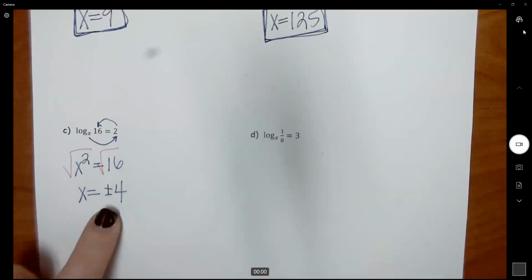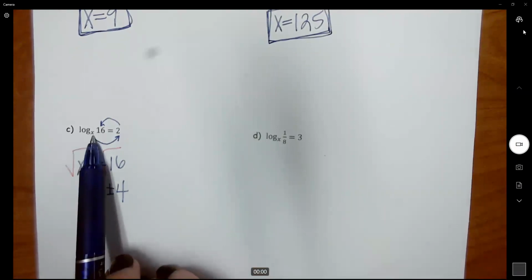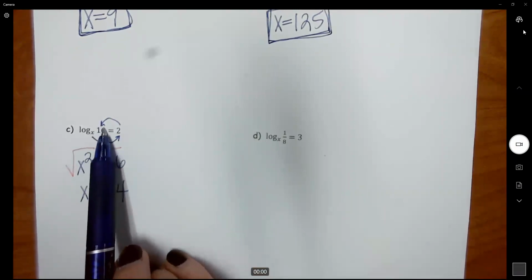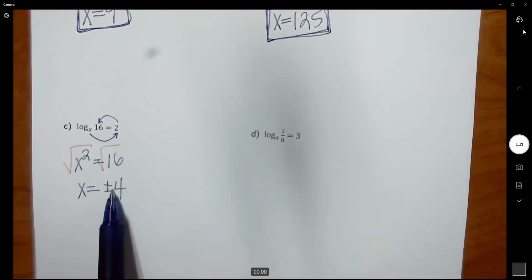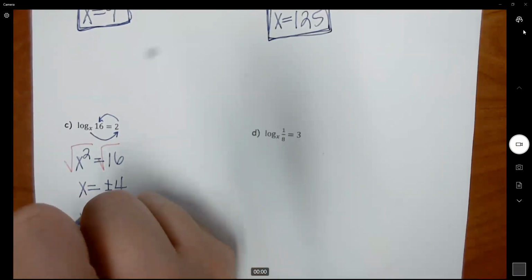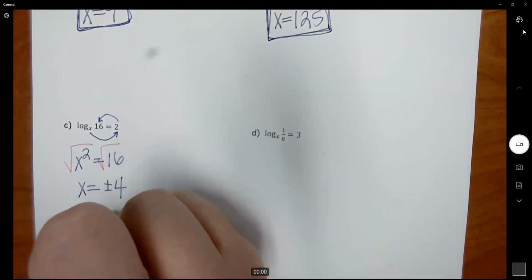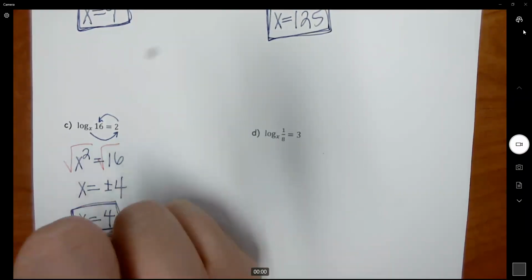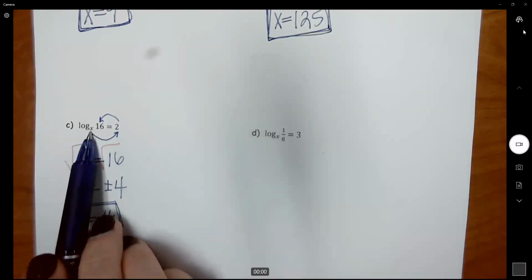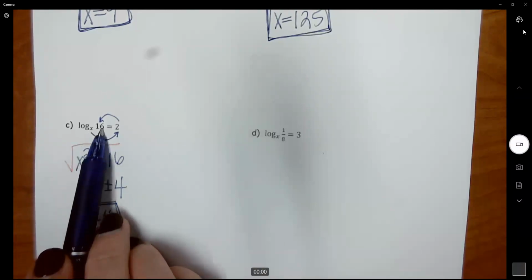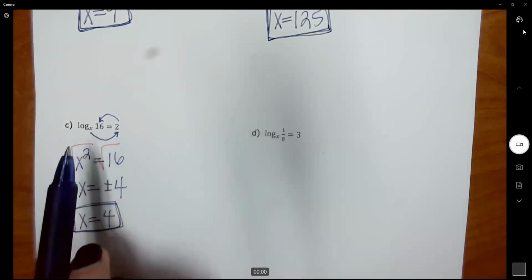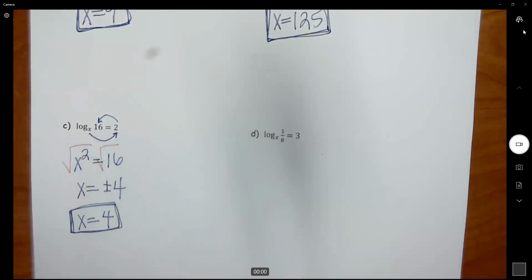Now I'm not done with this. We haven't really gone over the domain and range of logs. But for your logs, you cannot have a negative in the base or as this big number here. So I cannot use this -4. My answer is simply 4. Okay, no negatives in this base and no negatives in this big number here. So no negatives anywhere.